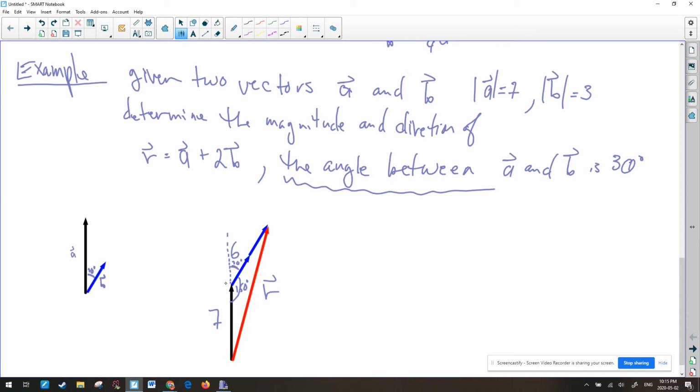The magnitude of R, this is a triangle. We have an angle sandwich, side angle side. So we can go cosine law. So I know, using cosine law, that the magnitude of r squared, so c squared equals a squared plus b squared minus 2ab cos c. So that's going to be 6 squared plus 7 squared minus 2 times 6 times 7 times the cosine of 150 degrees. Now, I actually have to calculate this, right?